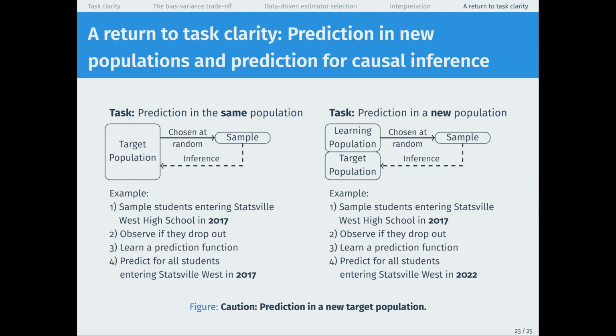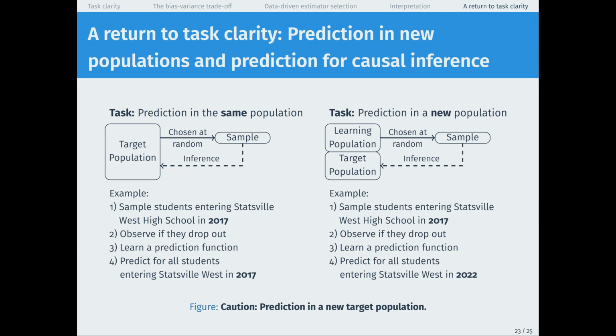Now let's turn to the right. So suppose you're the principal of Statsville West, and these machine learning researchers come to you and say, oh, we have a good algorithm to predict the likelihood that students will drop out. We trained it on students who entered Statsville West in 2017. And of course, we're now coming to you in 2021 because we had to wait 4 years to see if those students would drop out or if they'd keep going and get their degree.